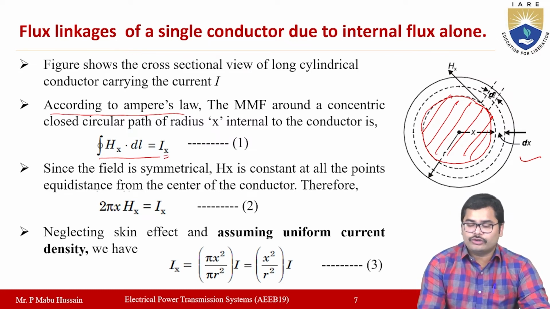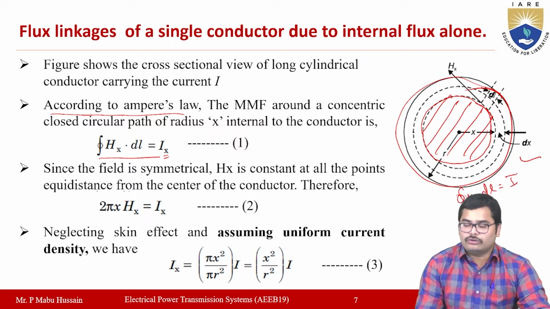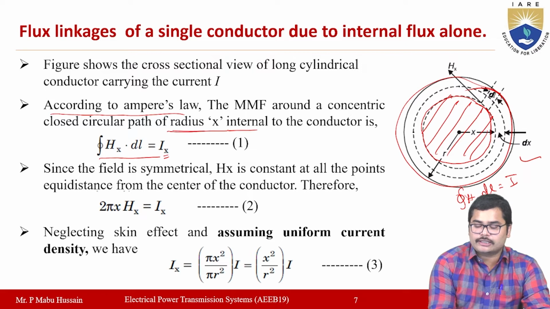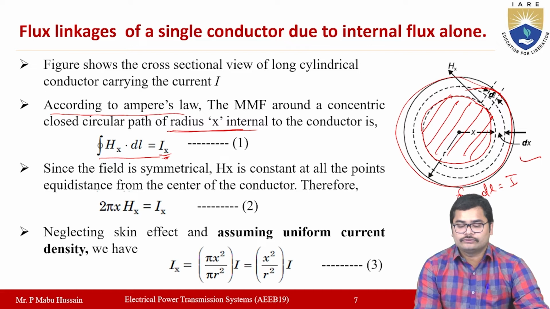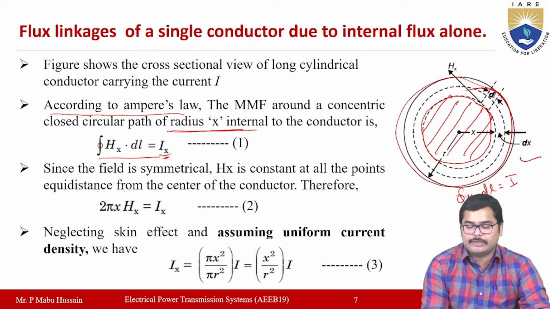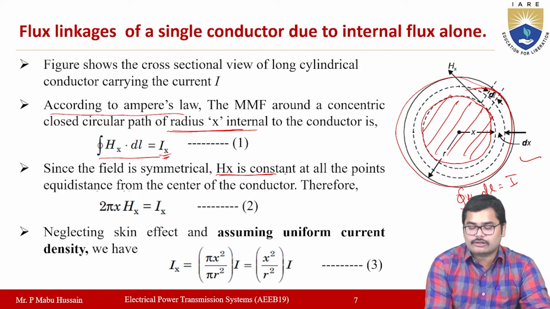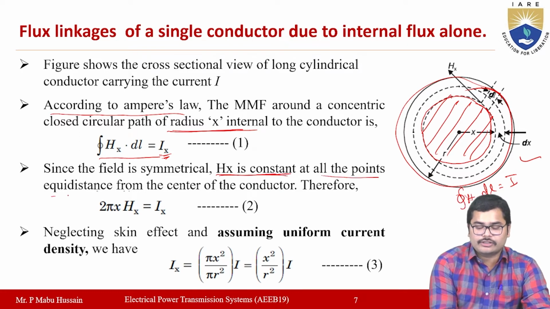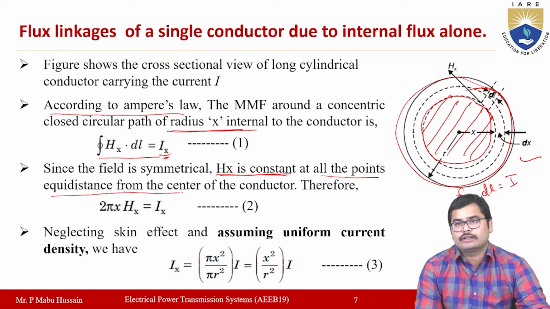If you take the MMF around a closed path which has the total area of the conductor, then according to Ampere's law, the integral of H dl will be equal to the total current I. As we are considering only up to the radius x, here the current will be Ix. Since the magnetic field is symmetrical, this Hx is always constant at all the points which are equidistant from the center of the conductor.